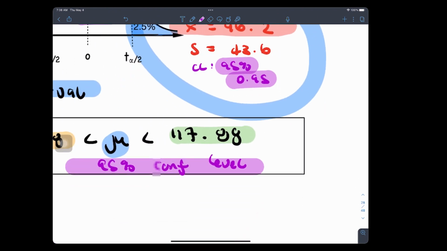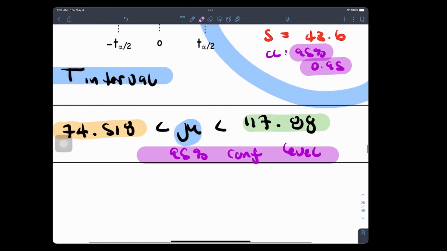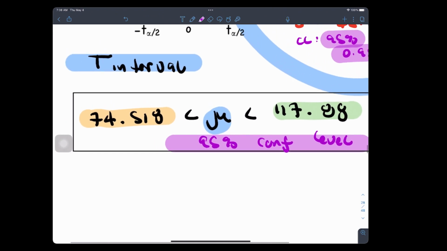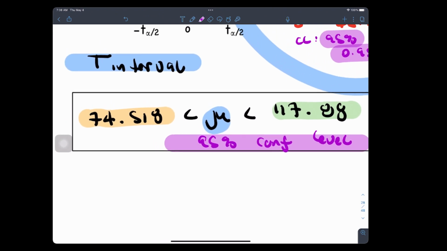What that confidence level means, ladies and gentlemen, is 95% of the sample means are going to be between these two numbers. I'll say that again. 95% of the sample means will be between these two numbers. 95%. That's what that means. Easy peasy lemon squeezy.